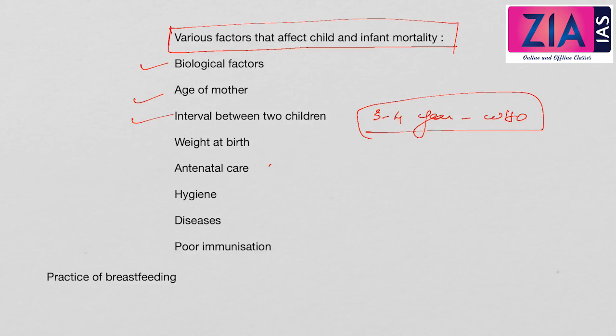Weight at birth is a reason. Antenatal care, hygiene, diseases, poor immunization. All these things are factors that affect child and infant mortality. Very simple concepts. And one important thing with respect to India is the practice of breastfeeding. This is good in India. Because of that, naturally we were able to reduce the infant mortality rates. We have a culture of breastfeeding.